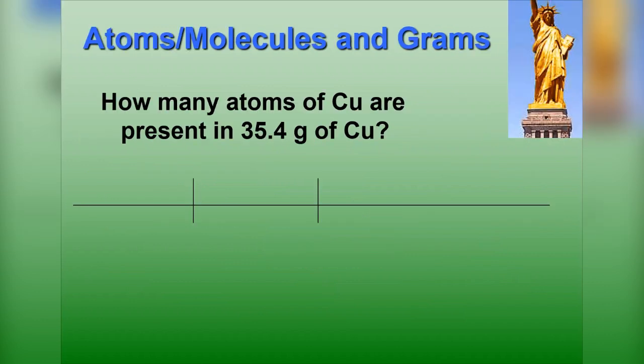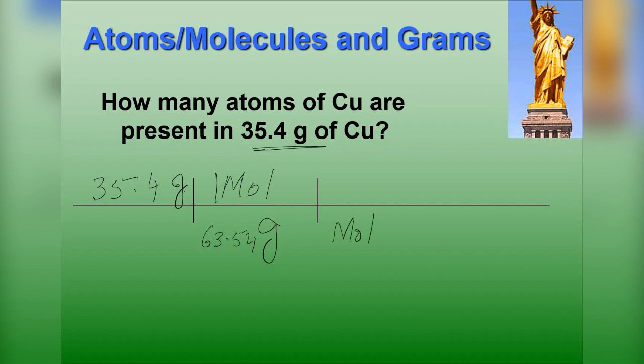How many atoms of copper are present in 35.4 grams? How many atoms? We cannot go from gram to atom, but we need to convert into mole. 35.4 grams of copper. Conversion factor, mole and gram, 1 mole of copper. Check your periodic table. It's 63.546. I would say 63.54.